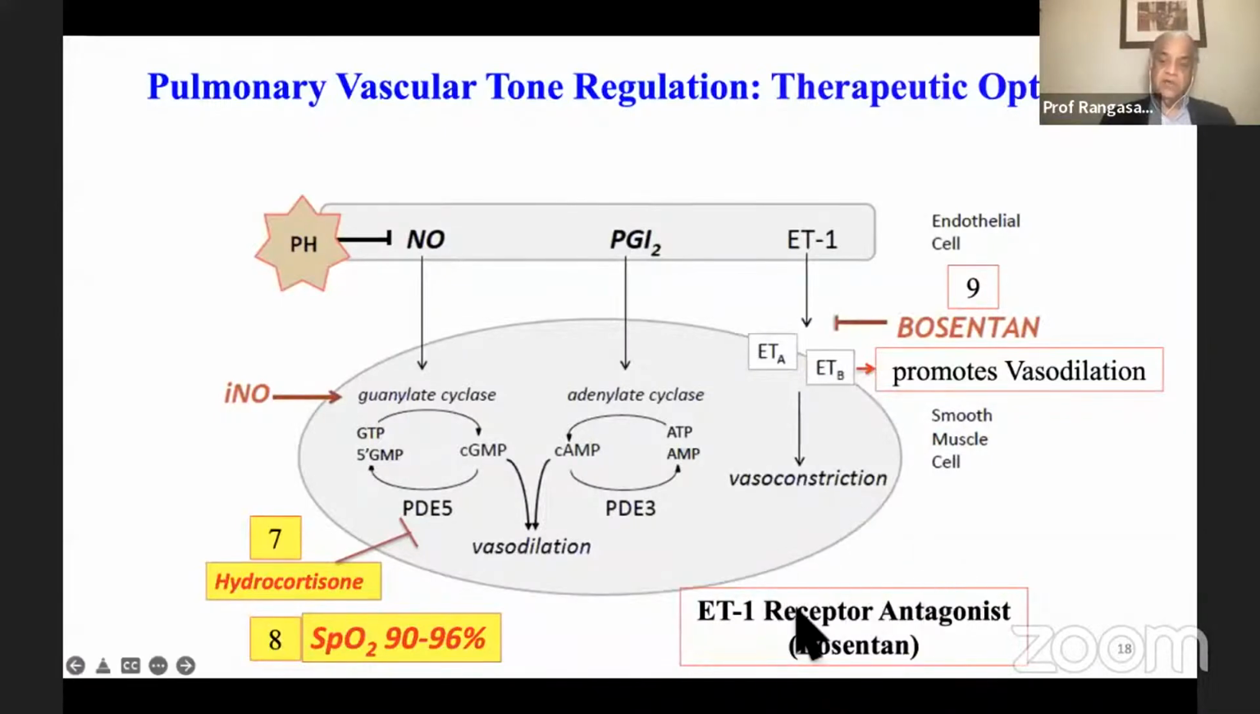So typically, bosentan, as an endothelin receptor antagonist, is usually used in chronic pulmonary hypertension. For example, babies with BPD who develop pulmonary hypertension, or diaphragmatic hernia babies who now have pulmonary hypertension. In those babies, we use bosentan, which is again an oral formulation.